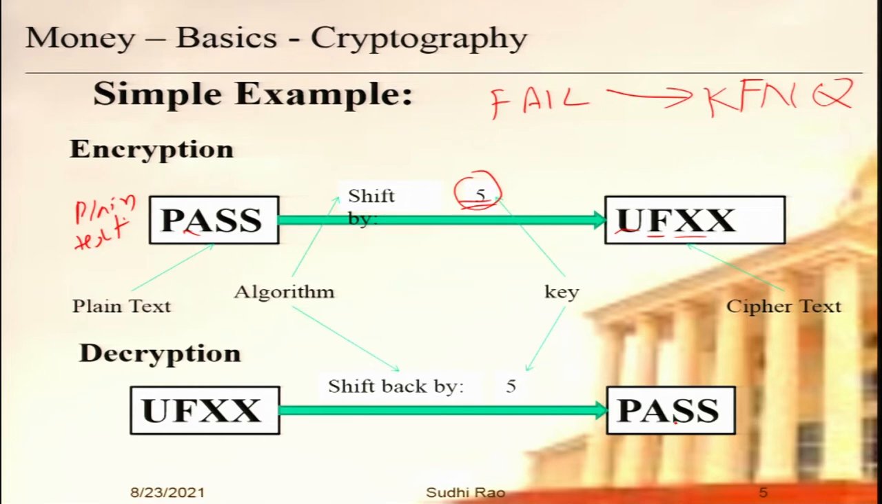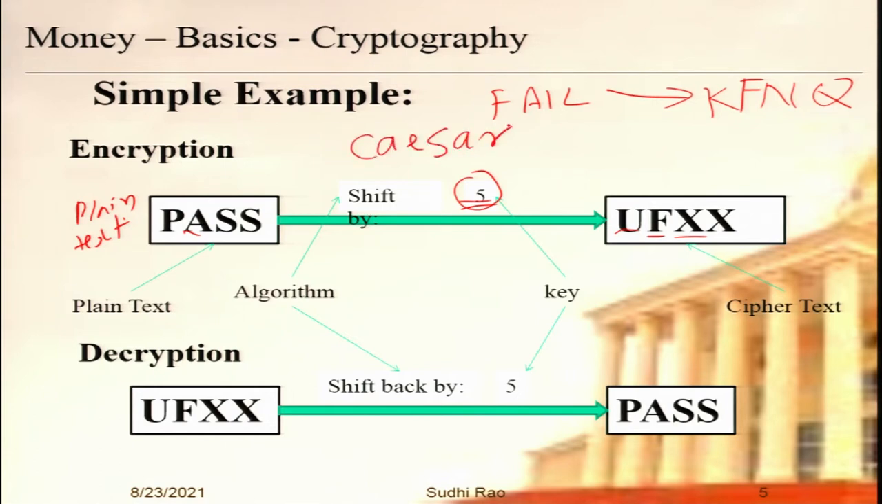We can transfer it in public to somebody because nobody will be able to break it, and they will use the algorithm and the key to convert it back. We will see that this is called two-way encryption. And so, pardon the pun, the key to this process is the key. That means somebody may know that the algorithm is shifting. In fact, this is the Caesar algorithm.